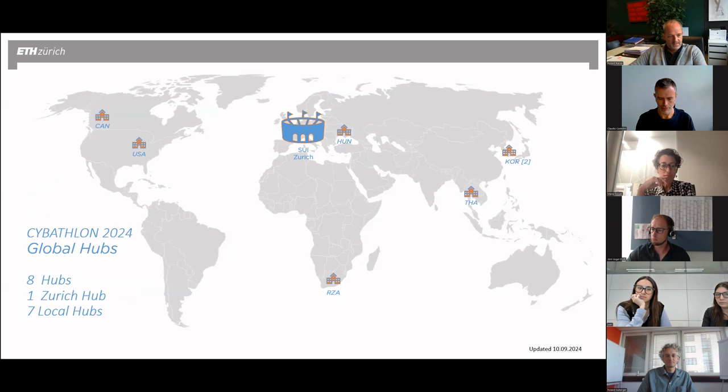Now for this event, next month, we have eight hubs. One of the hubs is the main hub, that's the Zurich hub. Then there are seven more hubs from Canada, the States, South Africa, Thailand, Hungary, and Korea. Some of the teams will join from their local hubs, where we have the experience from the event 2020. But most teams are in the stadium.